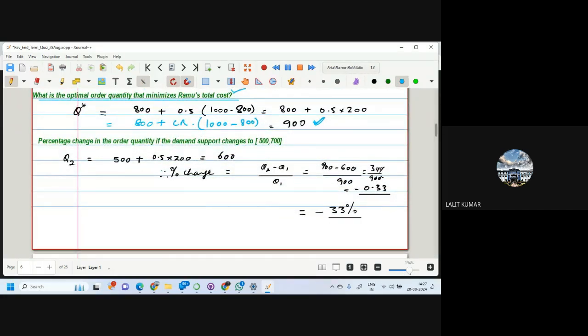Percentage change in the order quantity if the demand support changes to 500 to 700, meaning the distribution changes. In that case, you apply the same formula and you get Q2 is equal to 600, whereas here the Q star was 900. They have asked the percentage change. So it will become 600 minus 900 divided by 900, which is minus 33%.